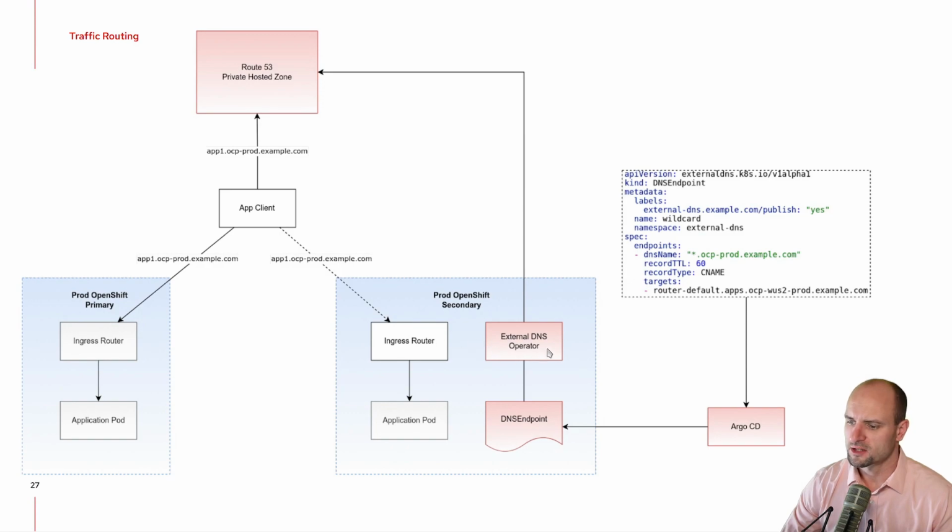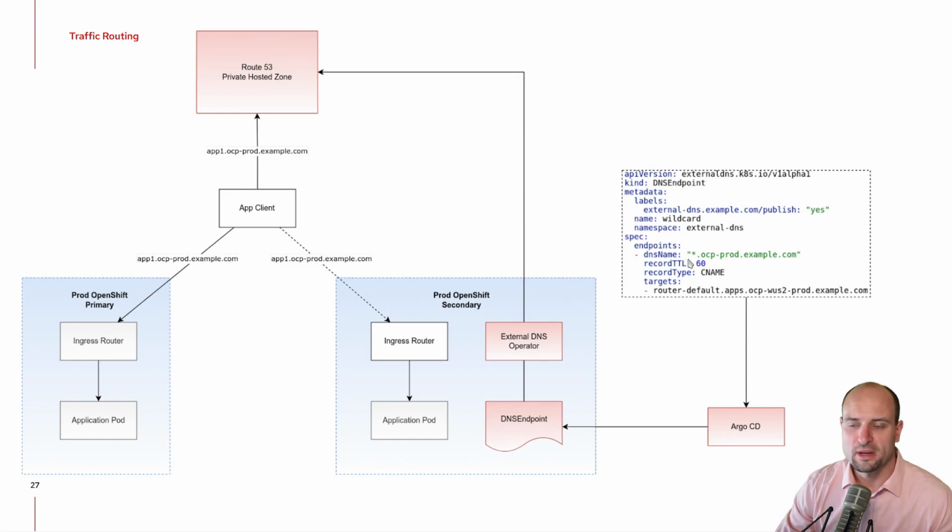We use the external DNS operator to manage the DNS records in Route 53. A DNS record is a global resource which can be managed only from one place to avoid any conflicts. And so we deploy the external DNS operator into the secondary region only. This allows us to trigger the application traffic failover in case there is a disaster in the primary region. The external DNS operator watches a custom resource called DNS endpoint, and using this resource, we can exactly define how our DNS record should look. In this example, we created a wildcard DNS record, which will match all applications on one cluster.